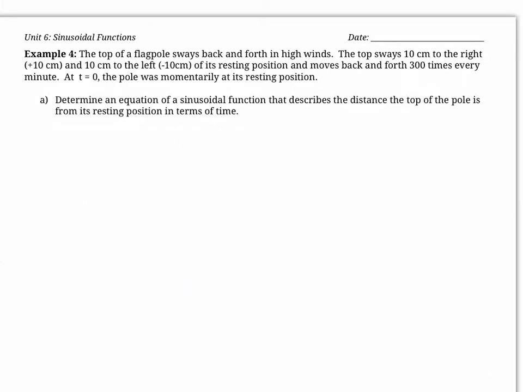We're on to our last question now. So the last question says that we've got this flagpole, and the top of the flagpole is swaying back and forth in high winds. The top sways 10 centimeters to the right and 10 centimeters to the left. So it sort of looks like this.